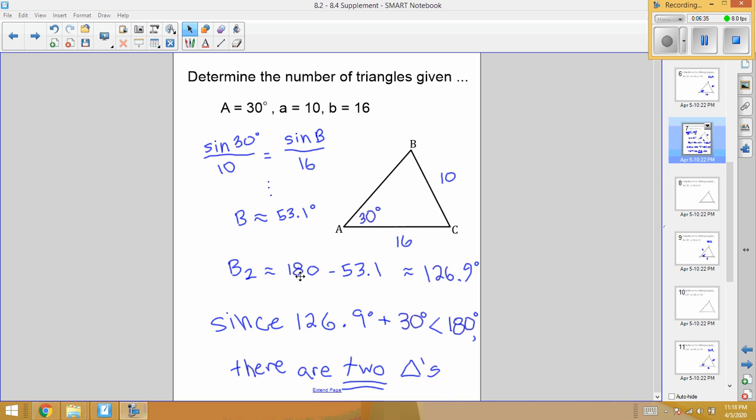And the way you do that is you find the supplement, and then again you check that: take that number and add the 30 degrees that we knew from the given, and if that's less than 180, that means that second triangle does work.